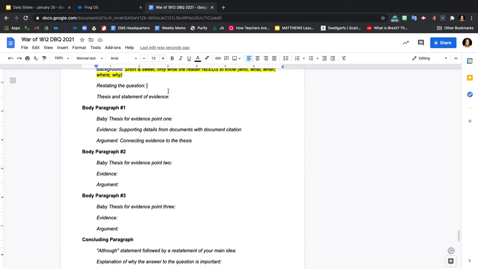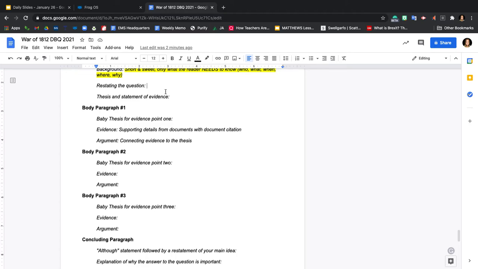So for your restating the question, I might say something like, because of the British involvement and control of American soldiers, this war is sometimes called the Second War for Independence, or like the Revolutionary War, where America fought against the British to win their independence. The War of 1812 was another fight to secure their independence.